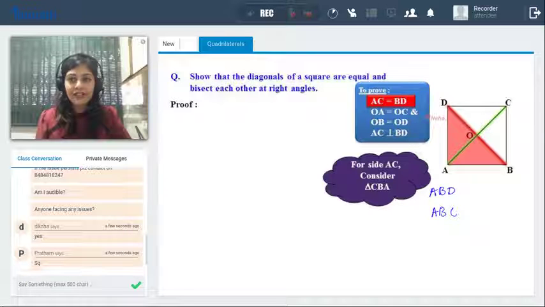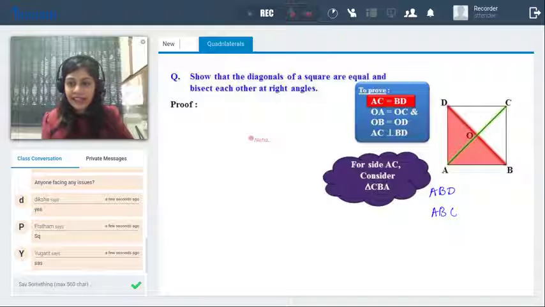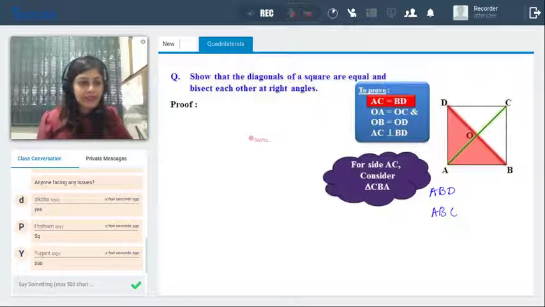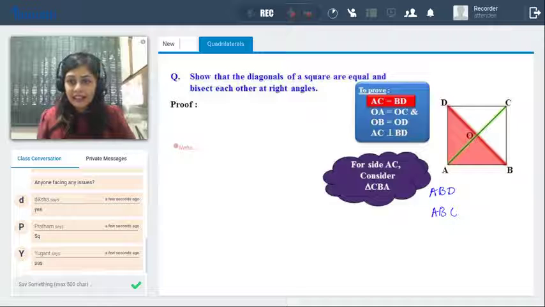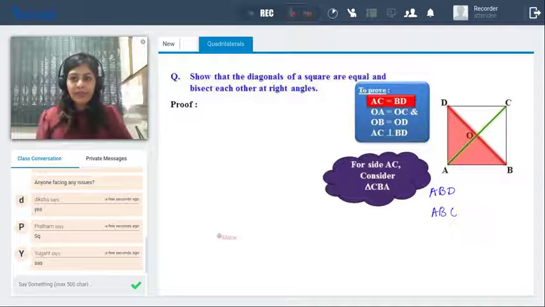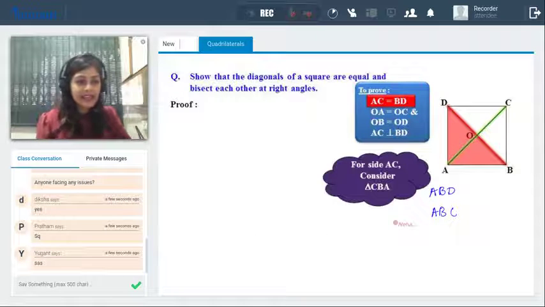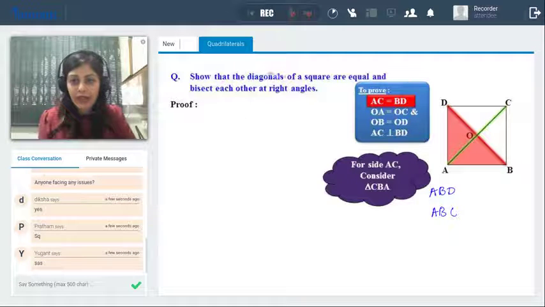Quickly tell me how the triangles are congruent to each other. Okay, Yugan says SAS test. Yes, Yugan, that's correct. Anyone else? Yes, Tanisha, Srishti. Which test? Only SAS test? Is there any other test? Come on, let's try to see which test we have out here.